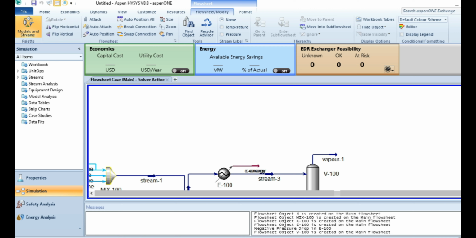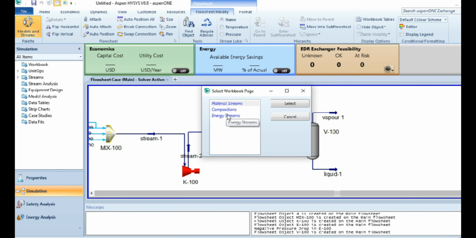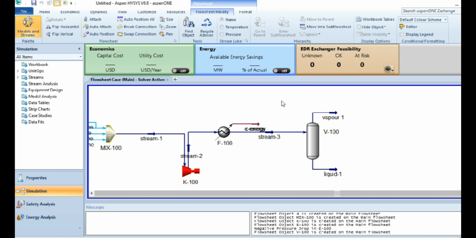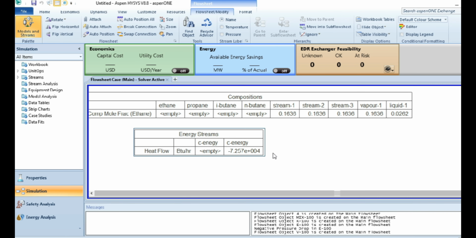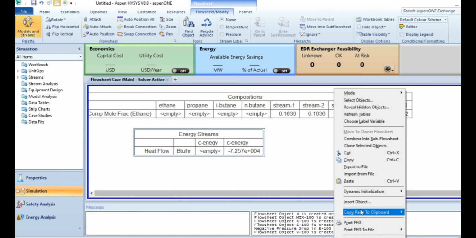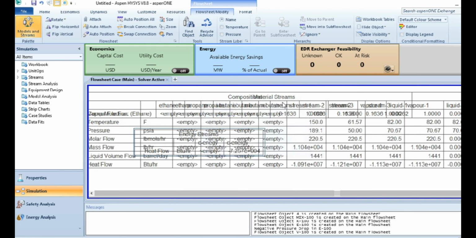Let's say you want to see the energy stream for the whole simulation. The energy stream, that is the heat flow, you have negative 7.257 and 0.004. Let's say you want to see another one for material stream. Let's add one for material stream.